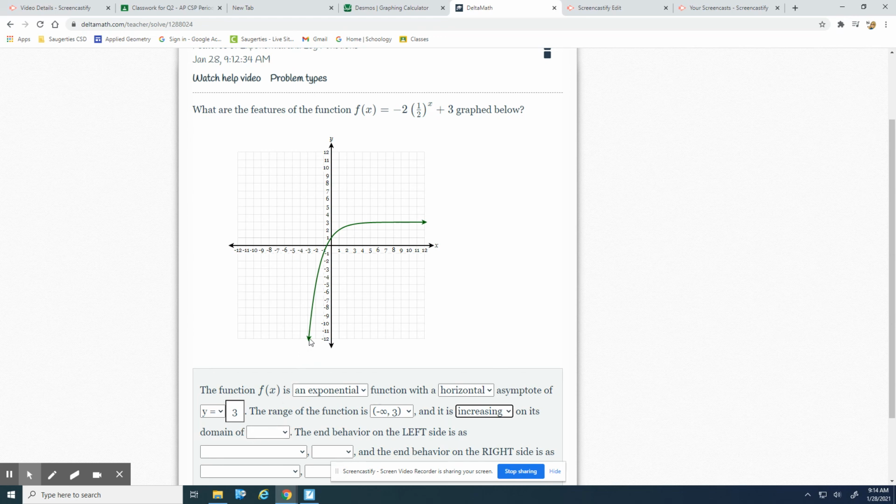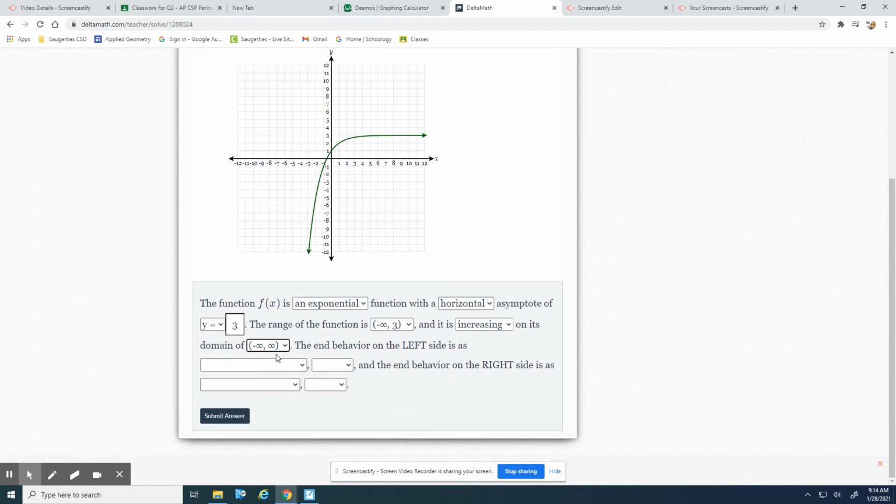So the domain, that arrow is going back forever. This arrow is going forward forever. There is no vertical asymptote it can't cross. So the domain of this graph is negative infinity to infinity. And that will be true of all your exponential functions. So in exponential functions, the range is restricted, but the domain is negative infinity to infinity. Log graphs are the opposite.